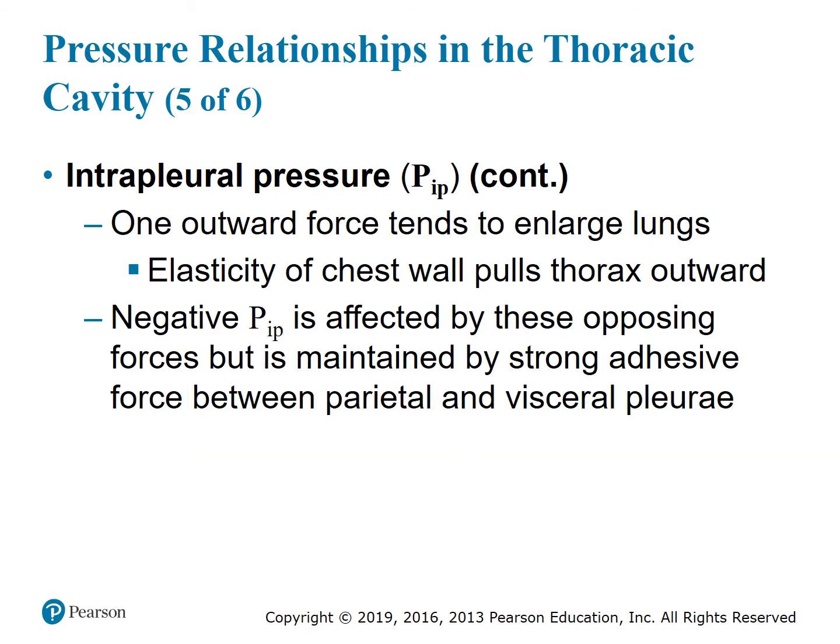One outward force tends to enlarge the lungs. That's the elasticity of the chest wall, which pulls the thorax outward. The negative intrapleural pressure is affected by these opposing forces, but is maintained by a strong adhesive force between the parietal and visceral pleura.